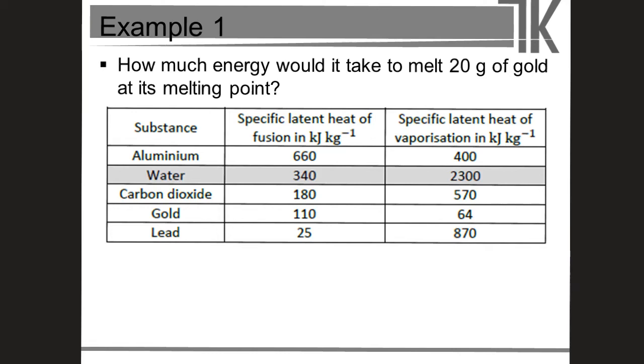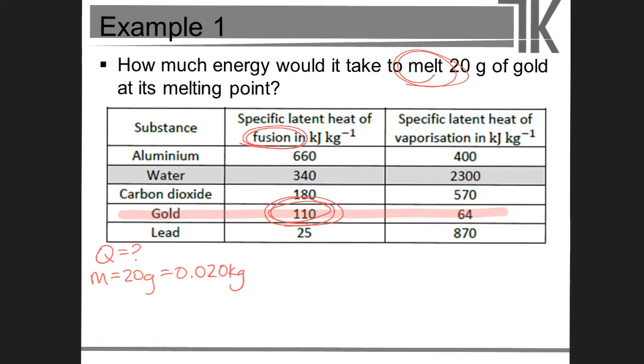Alright, so how much energy, it's asking us what is Q, would it take to melt 20 grams, there's our mass, but remember we want to convert that into kilograms, of gold. So we want gold at its melting point. So we need to be mindful that we're trying to melt something. We're going from solid to a liquid. So that's using fusion. So the specific latent heat that we want to use is this one here, the specific latent heat of fusion. I personally like to use subscripts, like a little F here, so that I know I've double checked it is fusion.